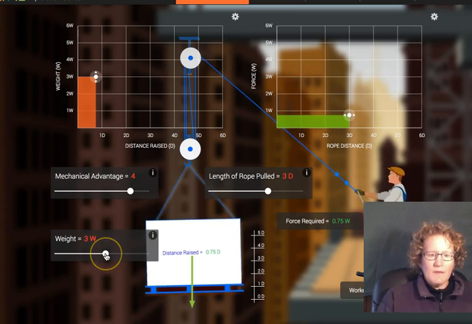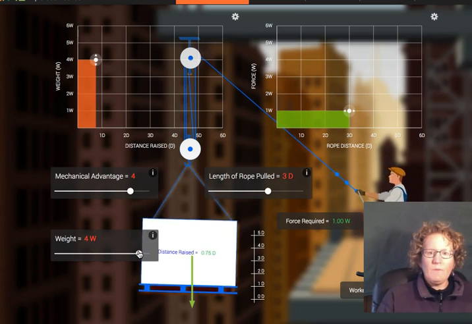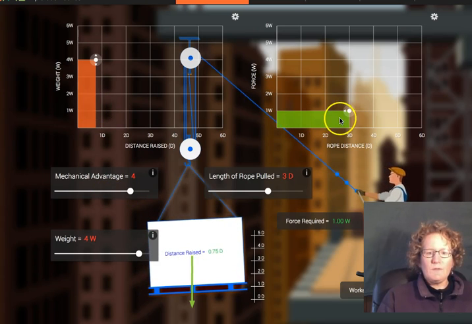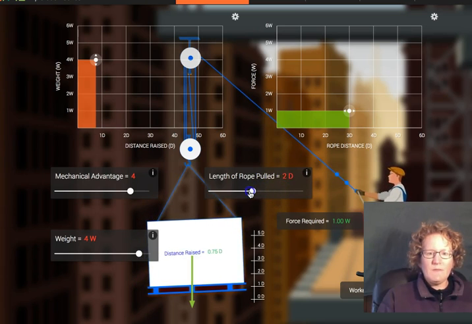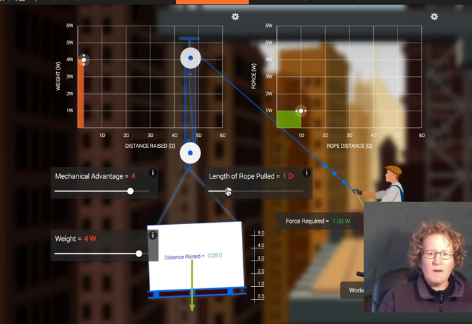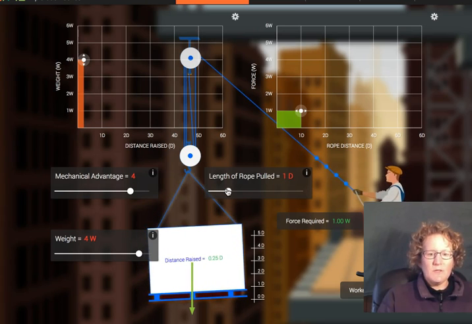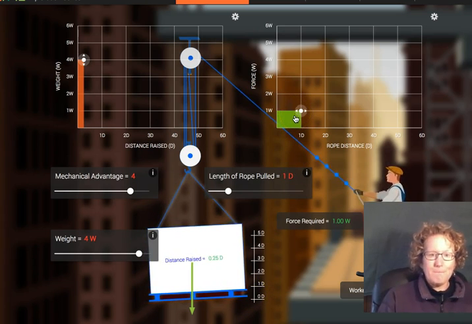All right, let's mess with the weight a little bit more. When we use more weight, we have to do more work. All right, if he hasn't pulled the rope as far, he hasn't lifted the box as much, he's only lifted the box about 1/3 a unit of distance here, you can see that the work goes way down.